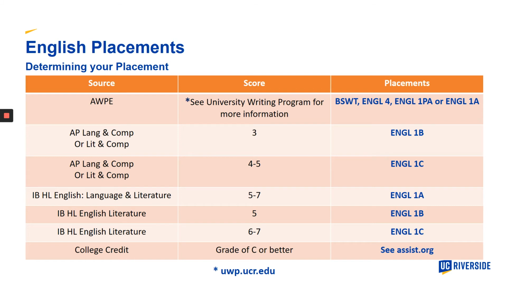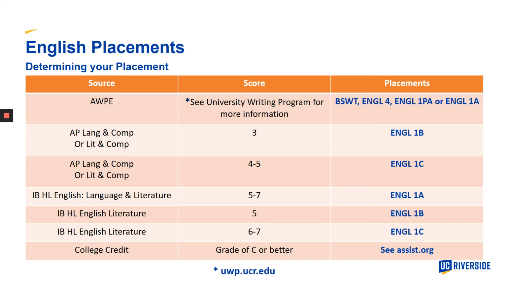For IB credit, UCR accepts higher level only. If a student takes the higher level IB English, Language and Literature exam, and receives a score of 5, 6, or 7, they have met the LWRD requirement and can enroll in English 1A. For higher level IB English Literature, a score of 5 will result in credit for English 1A, and students can enroll in English 1B. A score of 6 or 7 will give credit for English 1A and 1B, so students can enroll in English 1C.